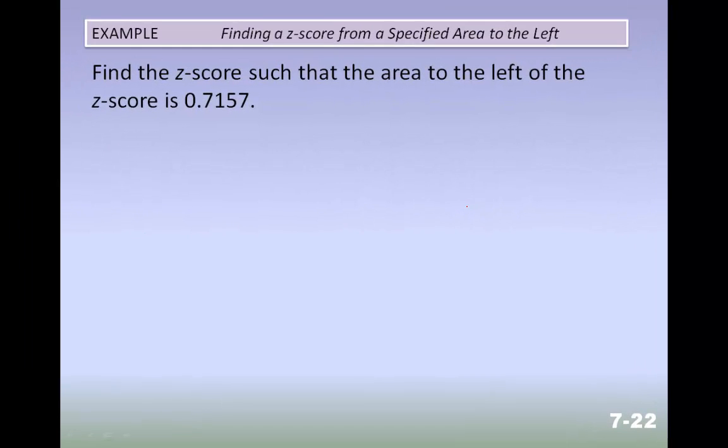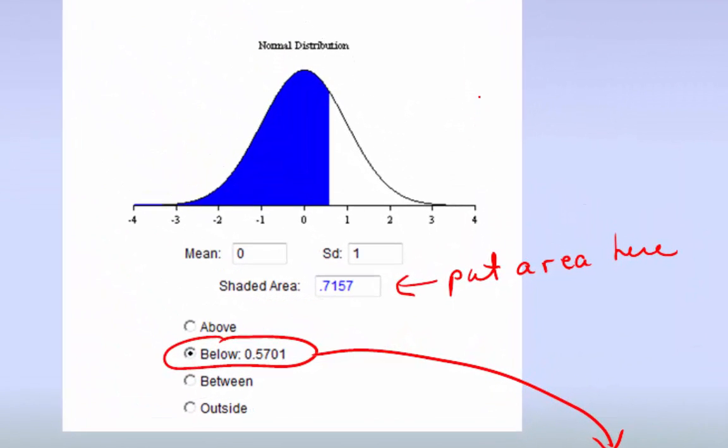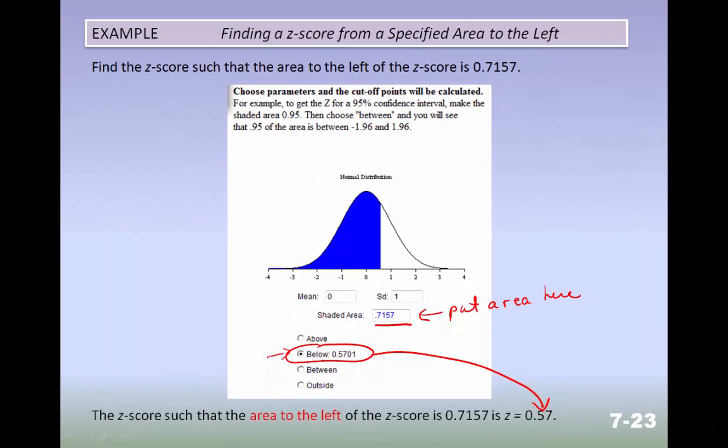Find the z-score such that the area to the left of the z-score is 0.7157. So they've given us area this time. So we type our area in, and then we click below, and it tells us that the z-score such that the area to the left of that z-score is 0.7157 would be a z of 0.57.